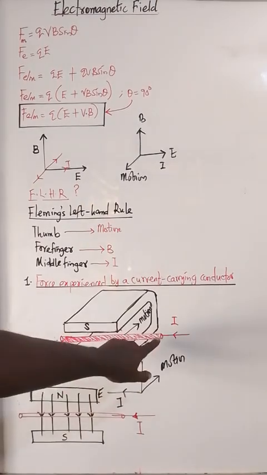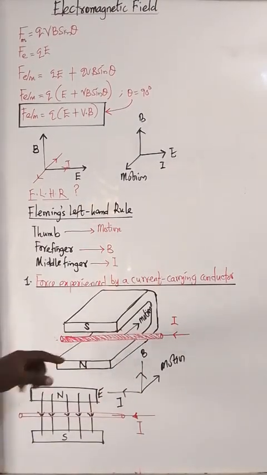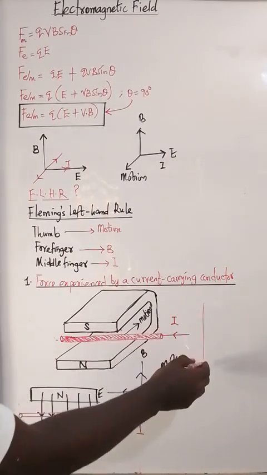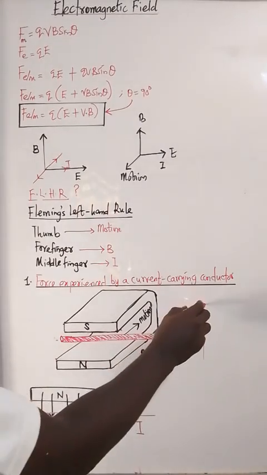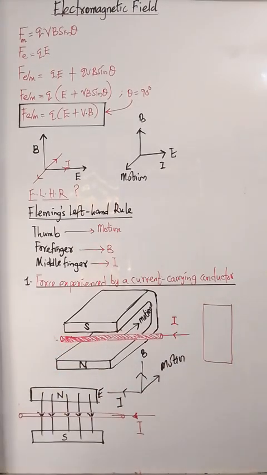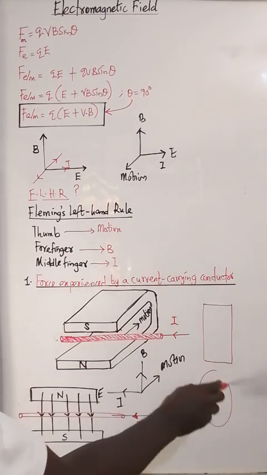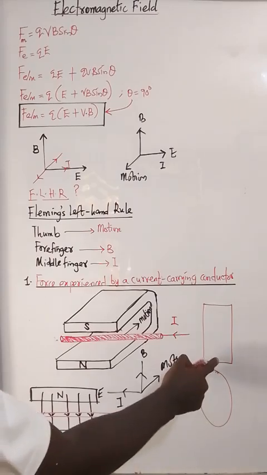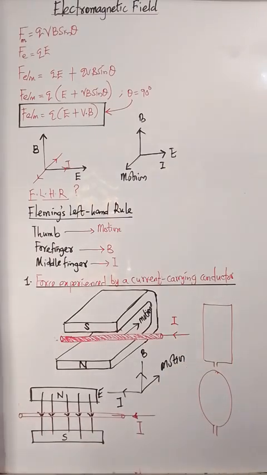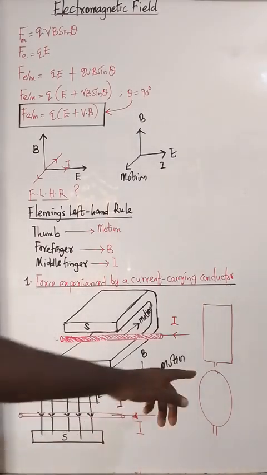Now, if we now replace this conductor with a loop, let's suppose we have a straight line. This is a conductor, but this conductor is now bent to form a rectangular loop, or is made to form a circular loop. So in these two cases, what will happen to the conductor? This time around, I will draw 2D, not 3D for this case.